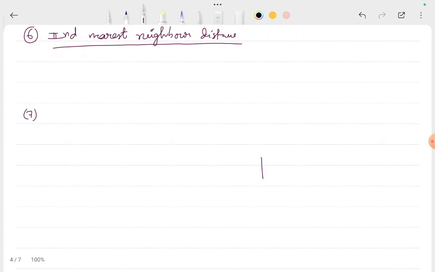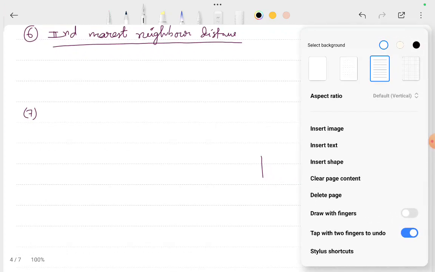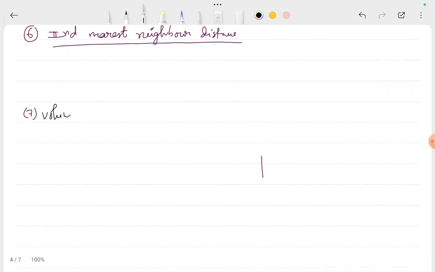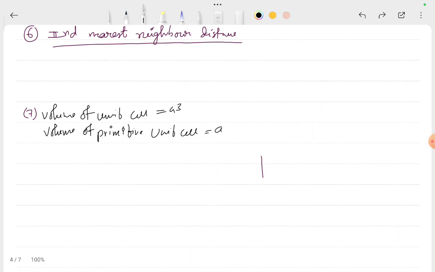Next, another point is the volume of unit cell. Volume of unit cell is equal to A cube. Volume of primitive unit cell: these points are very, very important. As this is an FCC structure, the volume of the primitive unit cell is A cube upon 4.